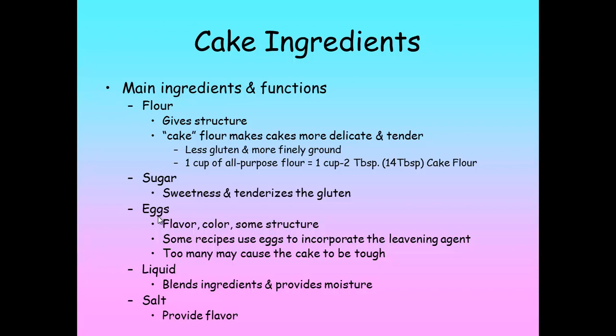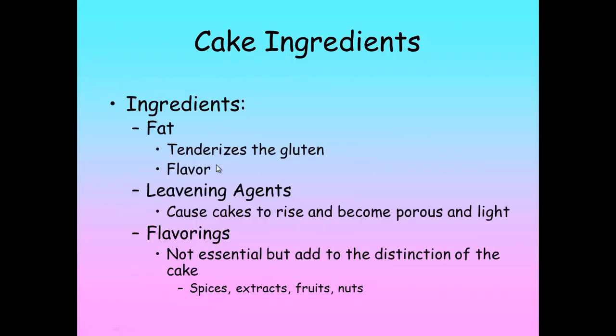In cakes, liquids blend the ingredients together and often provide moisture. Sometimes you'll be adding a little bit of juice, milk, etc. It kind of varies depending on the recipe and the flavors that are trying to be achieved. And then you always have a little bit of salt, which helps provide flavor. It kind of balances out with the sugar. There's usually a fat ingredient if it's a shortened cake, which tenderizes the gluten in the flour and provides some flavor and richness to the cake.